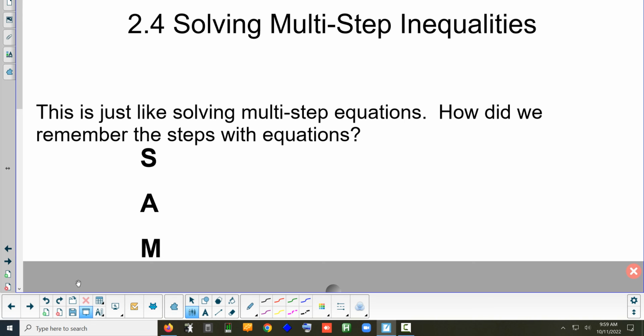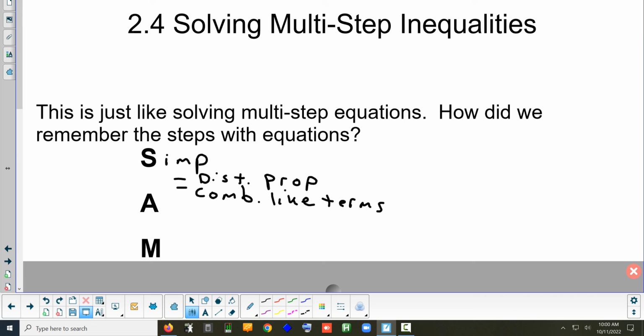And can someone remind me, what does the S stand for? Yep, simplify. And what are the two things that could happen under simplify? One of them came up in the warm-up. Yep, so combine like terms, that would be the second one. And what's the one that came up in the warm-up? Yep, distributive property. So those are the first two things we do if they happen in the problem. If they don't, then we go to the A step.